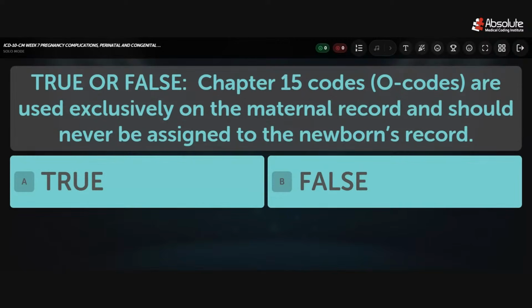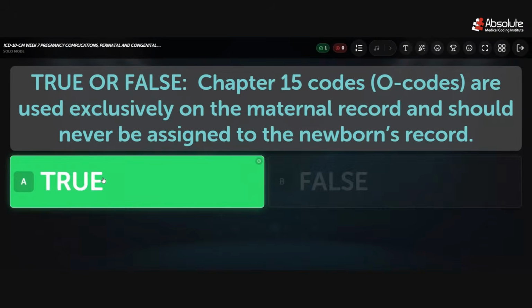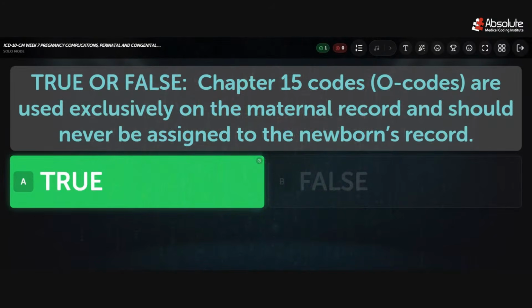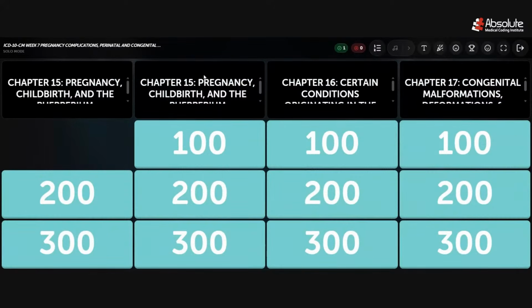All right, that is going to be time. Amazing start. This one is going to be true. Notes definitely are exclusively on the maternal record. You should never assign them to newborn's record. That is 100% true. So everyone that got that one right, which I'm pretty sure everyone did, great job. Great start to the class.